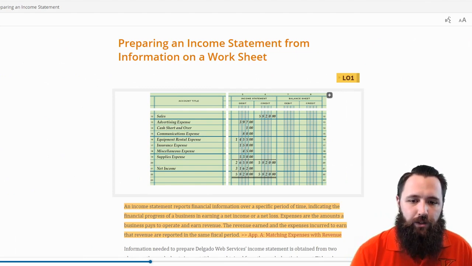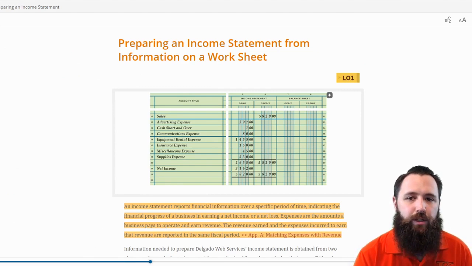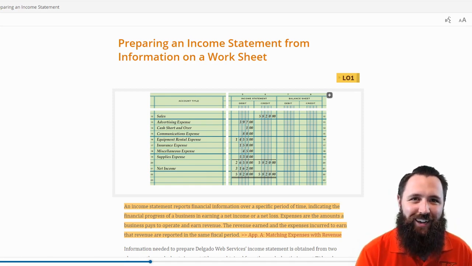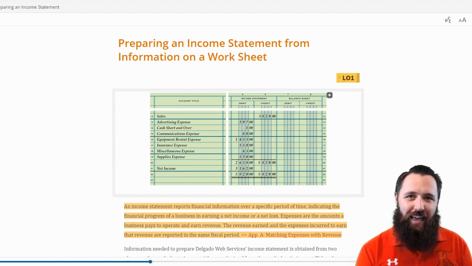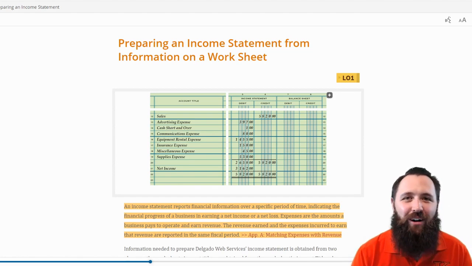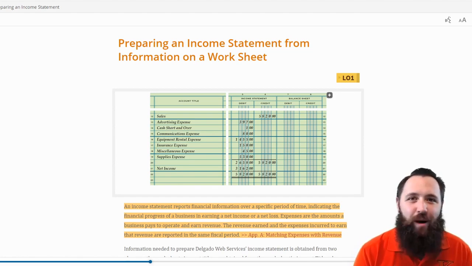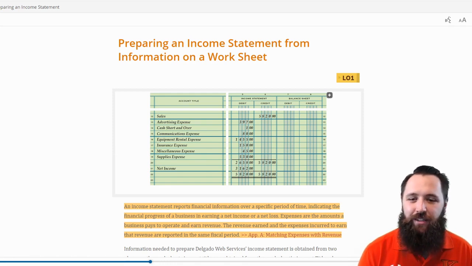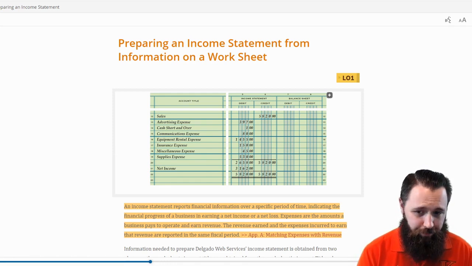All right, so let's just jump in here to preparing an income statement from our information on a worksheet. Yes, we already wrote down everything that was on our worksheet, right? We went in there and we recorded all the accounts that are on our income statement. And what else did we do? We already calculated out our net income. The thing is, that worksheet is not an official document. Remember, we could write it in pencil, and it's just used for preparation.